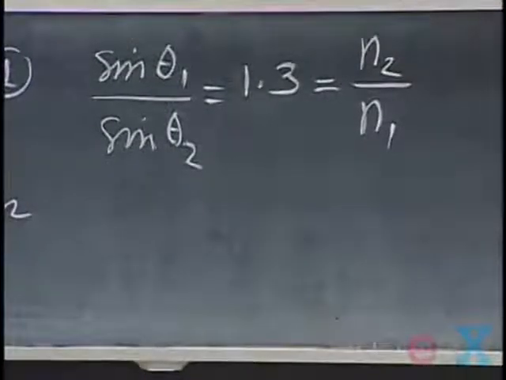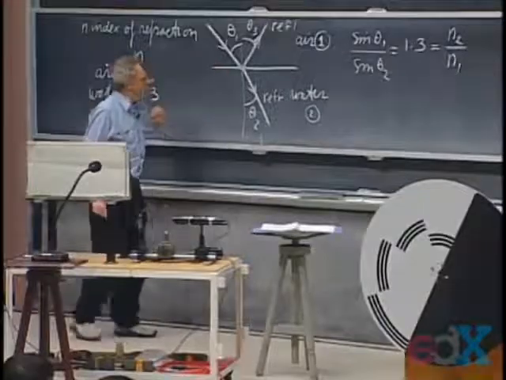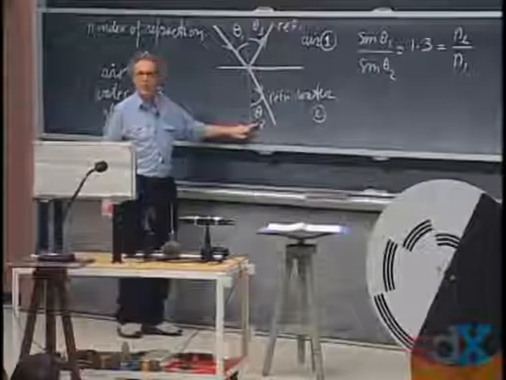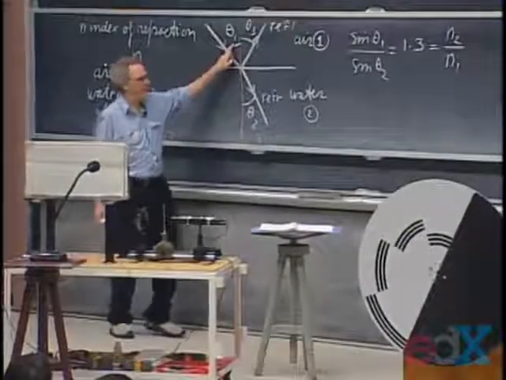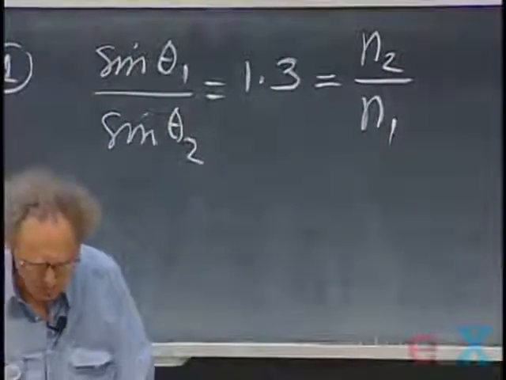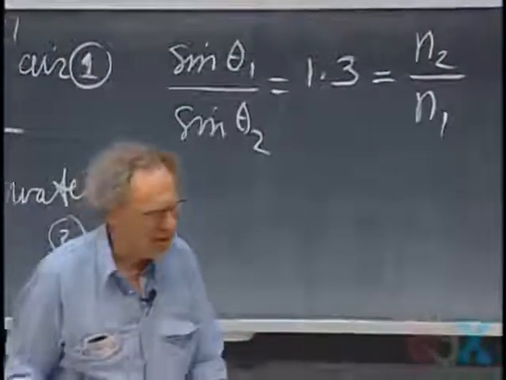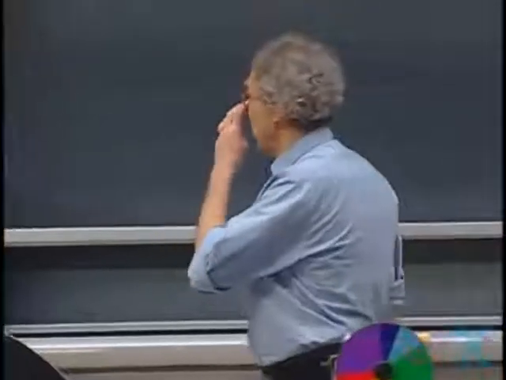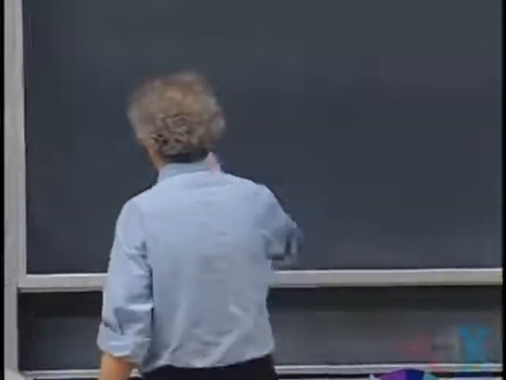And it is immediately obvious that if you go from air to water, or from air to glass, that angle theta 2 is always smaller than the angle theta 1, because this number is larger than 1. But if you go from water to air, then the situation is reversed. And that's what I want to address now. That's actually quite interesting.